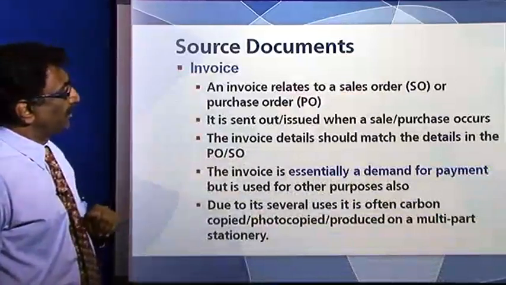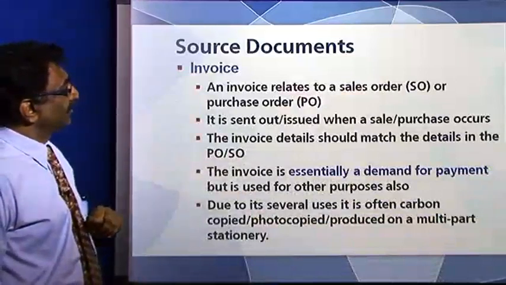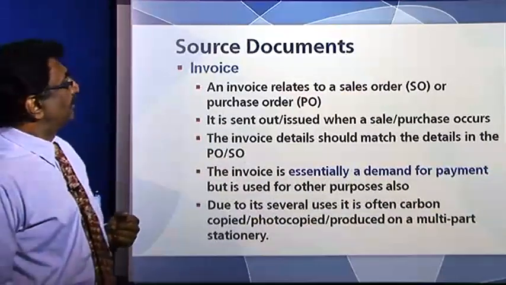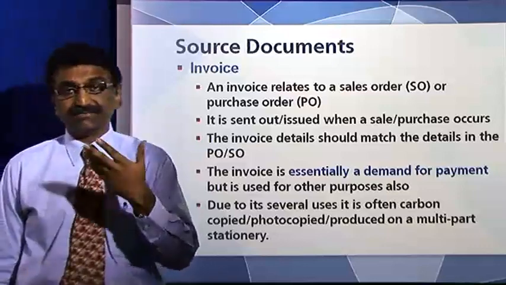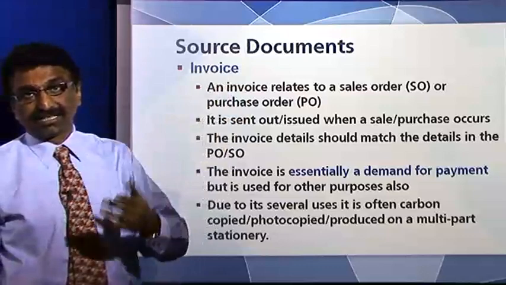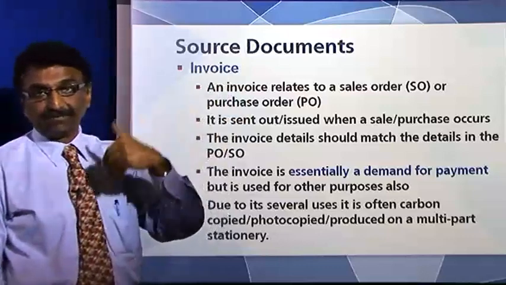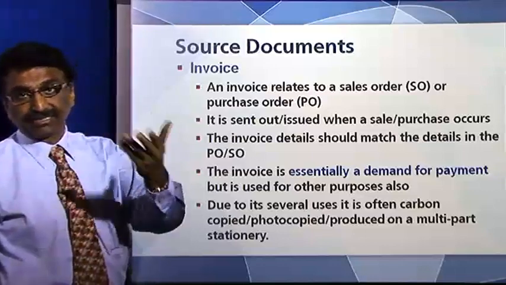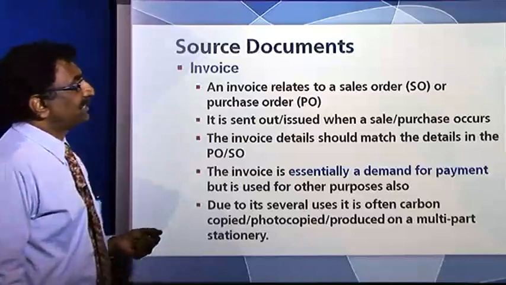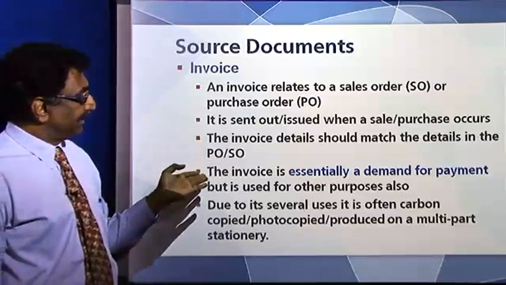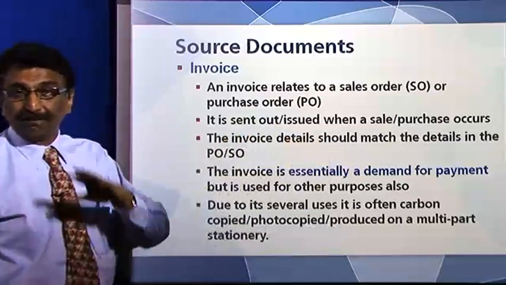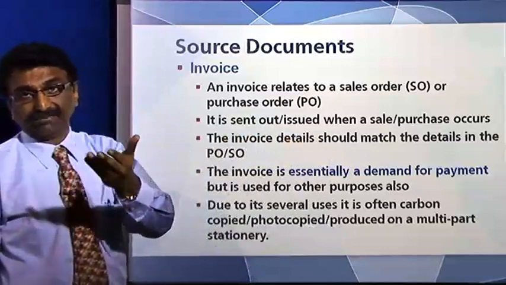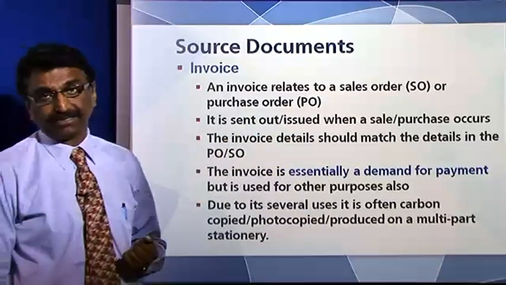Now, before I go into the books of prime entry, let me just take you through some of the important documents which we believe you should have an idea about. For example, invoice. Essentially, invoice is related to a purchase order and a sales order being generated. A purchase order coming from the customer and the sales order being internally generated to ensure that the sale is authorized. Once that has been done and the invoice is generated, essentially as a demand for payment from the customer, and an invoice is sent and the goods are dispatched, the invoice is basically asking for payment from the customer.